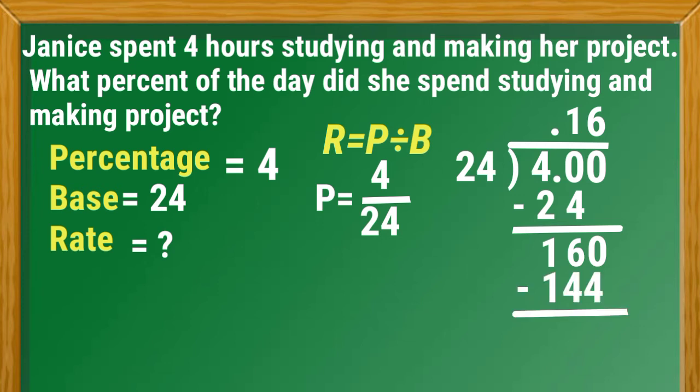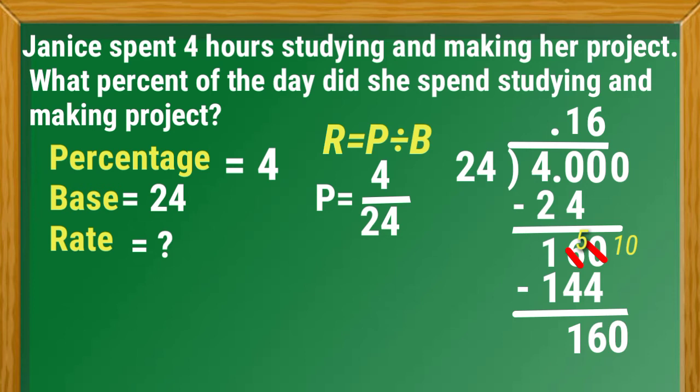160 minus 144. So 0 will become 10, and 6 here will become 5. So 10 minus 4 is 6, 5 minus 4 is 1, 1 minus 1 is 0. We are going to add another 0 again. So bring down, still 160.